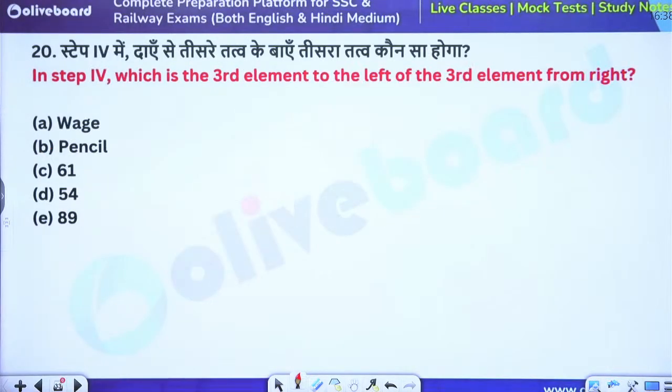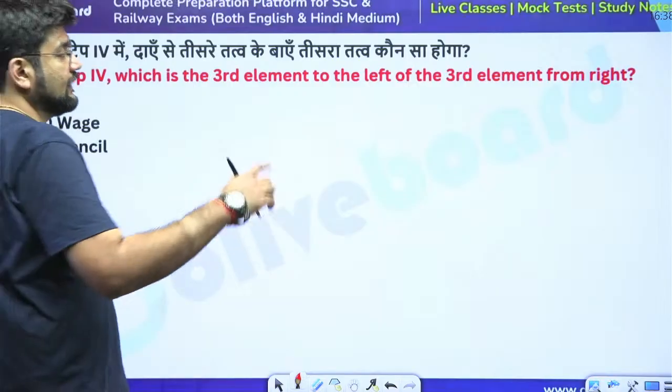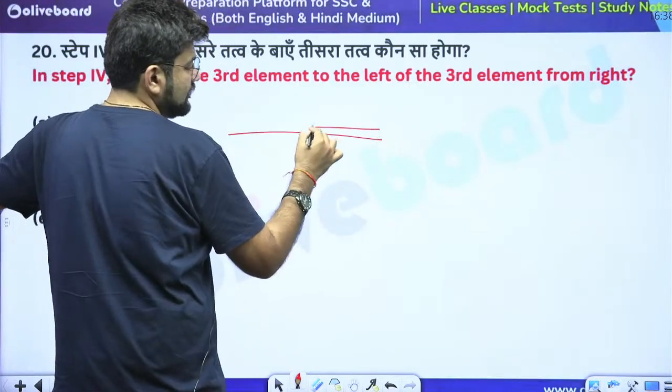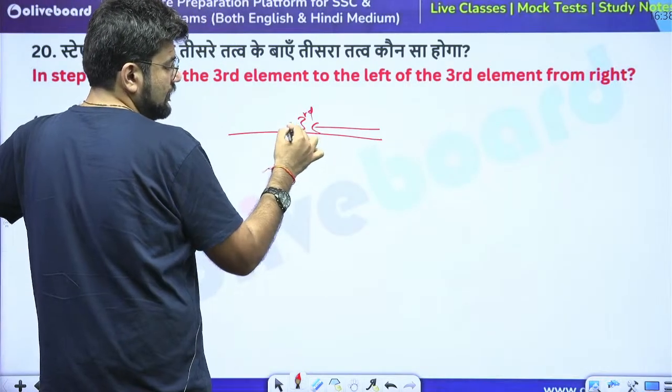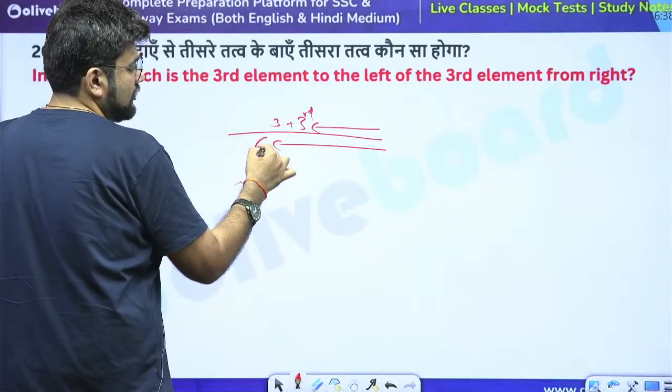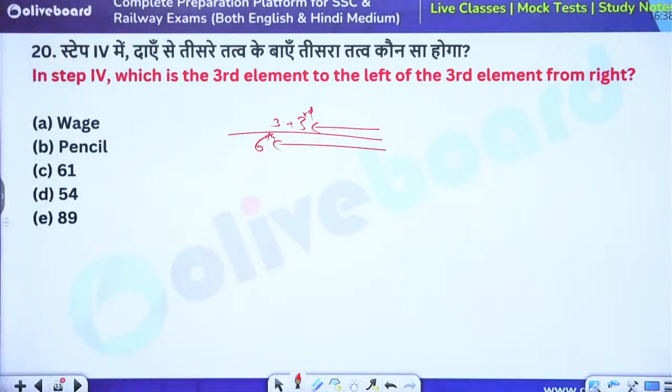Okay. And in step 4, which is the third element to the left of third element from the right? Third element from the right and third element to further its left. That means the sixth element from the right end. Correct? Sixth element from the right end in step 4.